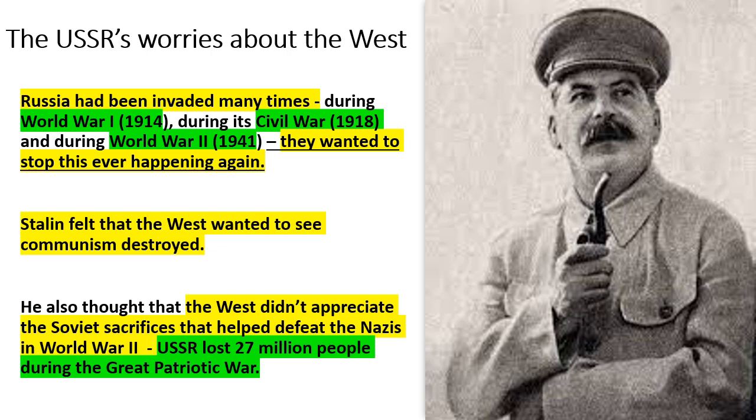And Stalin had this genuine feeling that the West, the capitalist West, wanted communism to be destroyed, which they probably did, because if communism spread to their countries, people would lose their steel mills and coal mines, and freedom would be gone. Okay.